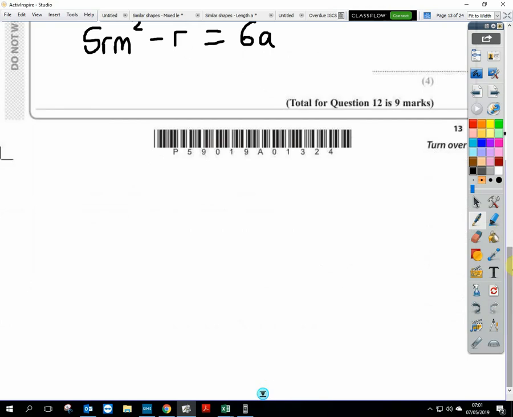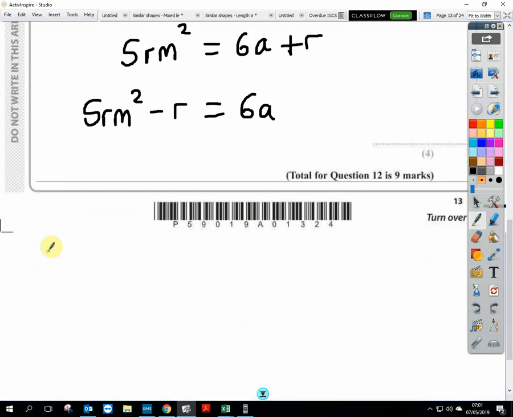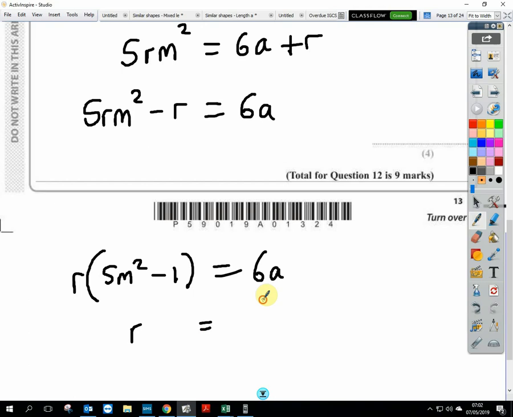Next thing to do is to try to isolate the r. And they ask this question quite often. So be prepared to factorise to get the r on its own. r times 5m squared minus 1 is equal to 6a. And finally divide by that bracket, so r is on its own. r equals 6a over 5m squared minus 1. And there you go.